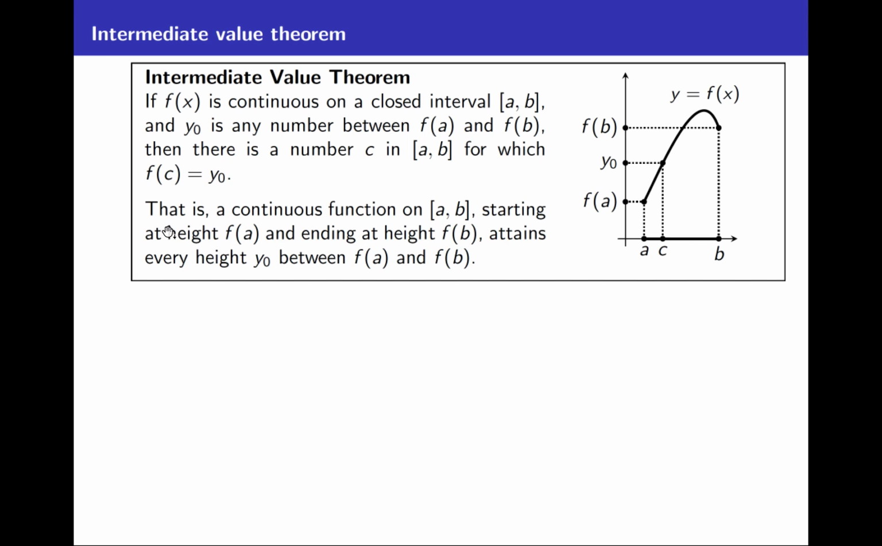That's the intermediate value theorem. You can paraphrase this as saying a continuous function on a closed interval starting at height f of a and ending at height f of b attains every height y naught between f of a and f of b. In other words, no matter what y naught you pick between f of a and f of b, you're going to be able to find a number c where f of c equals that y naught. That's what the intermediate value theorem says.